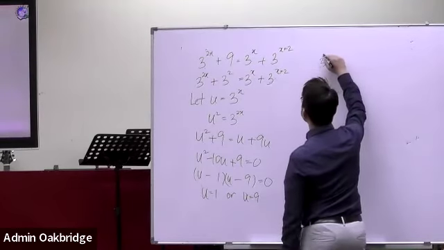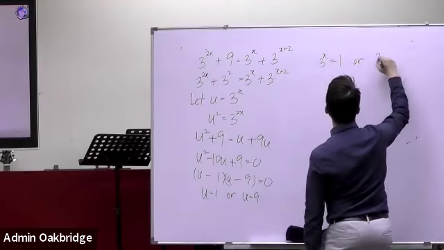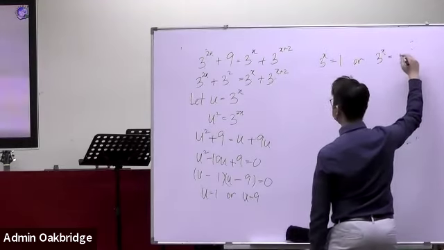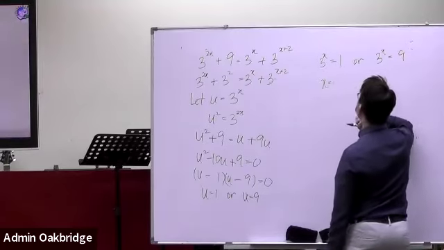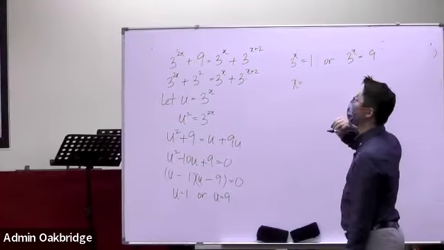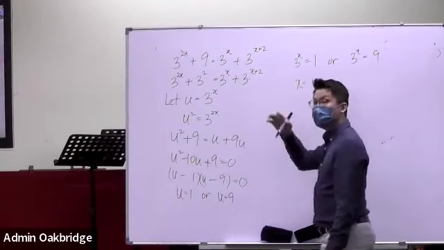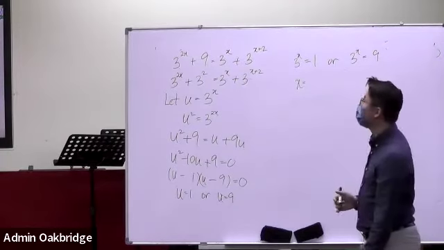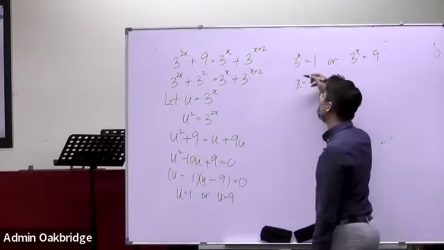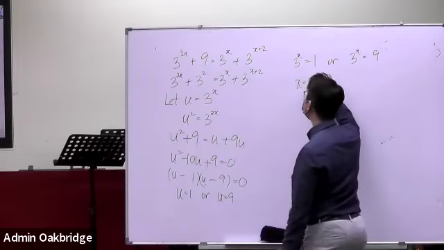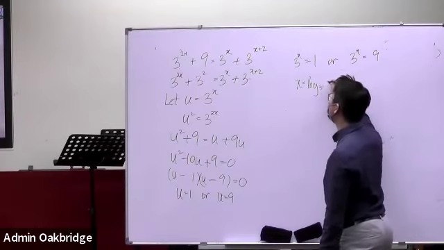So x equals 1 or 3 to the power of x equals 9. So x equals what? This one, we do have the same base. You cannot just equate the exponents. You need to apply the log, use the log to get the exponent. Change to the log form, log base 3 of 1.